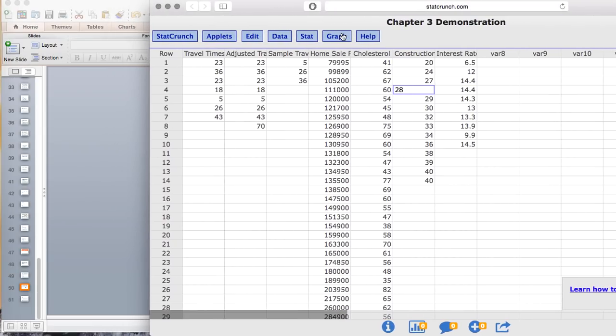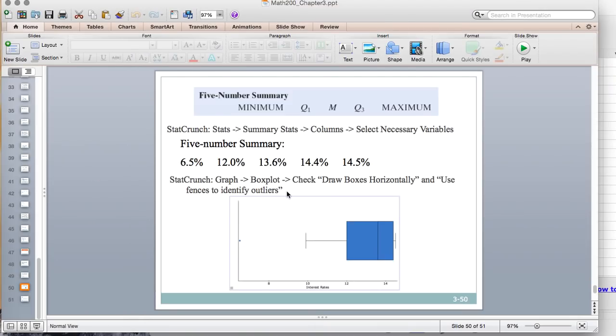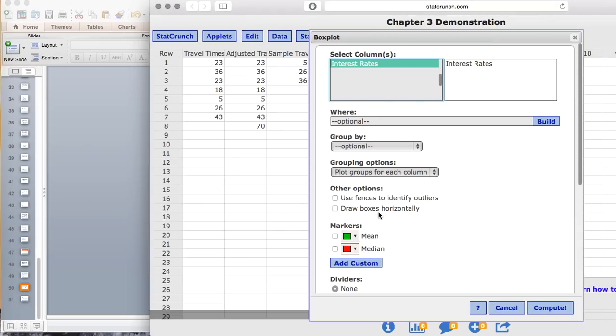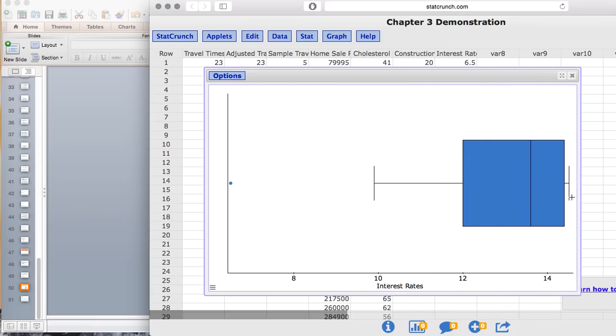So all I'm going to do is select Graph and then Box Plot, and I want my interest rate data. Then if we go back here for just a minute, there are a couple things we want to check. We want to check the checkbox that says to draw the boxes horizontally, and then we also want to check the checkbox that tells us to use the fences to identify outliers. You're going to press compute here, and I'm just going to widen this a little bit so we can see it a little better. If you look here, this has drawn the box plot for us, okay? And the little dot that you see right there is an outlier.